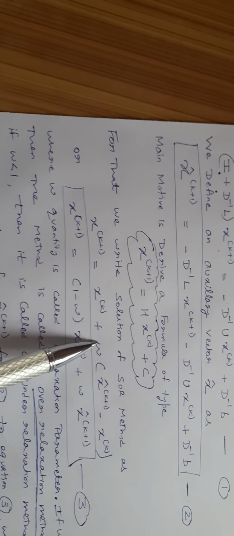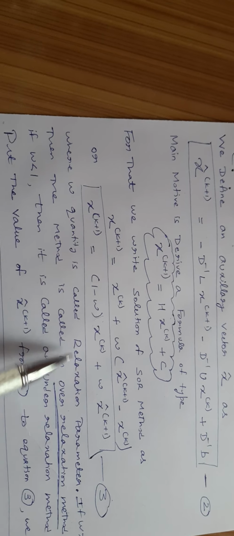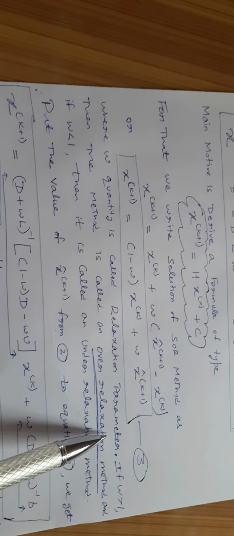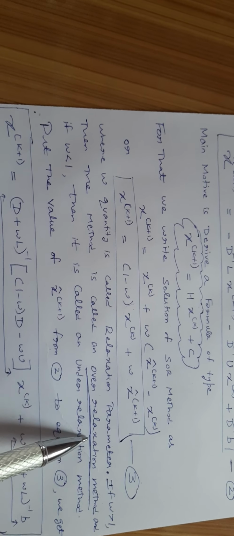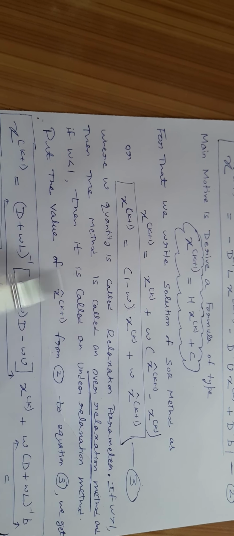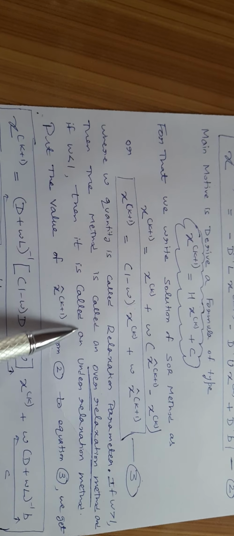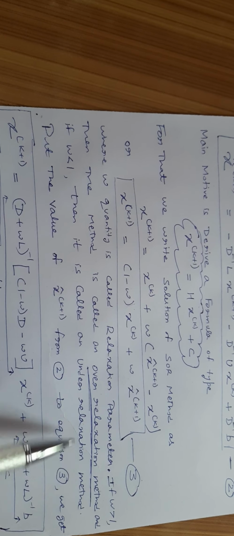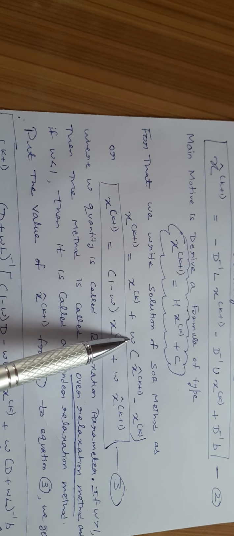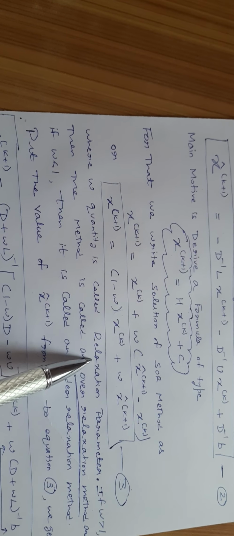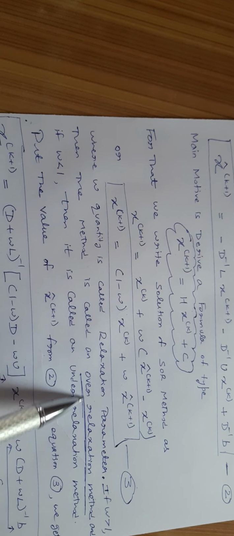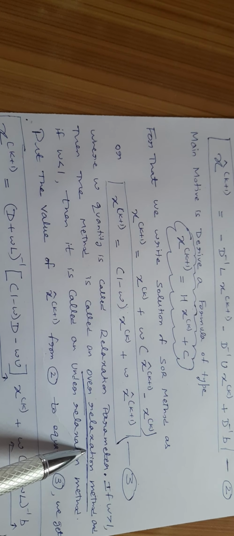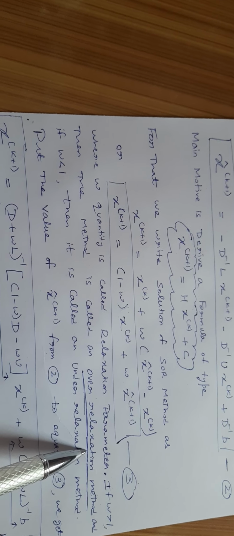Now what is w here? w is the quantity we call the relaxation parameter. If w is greater than 1, then the method is called over relaxation method, and if w is less than 1, then it is called under relaxation method. So w is a parameter, we call it a relaxation parameter. As we are studying successive over relaxation method, we take w greater than 1 in our numerical problems.